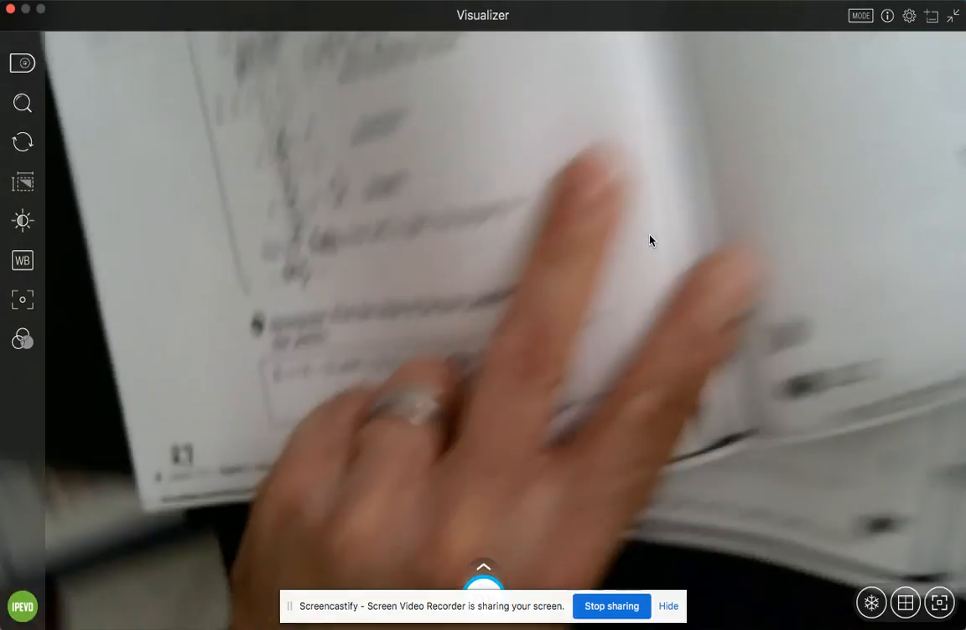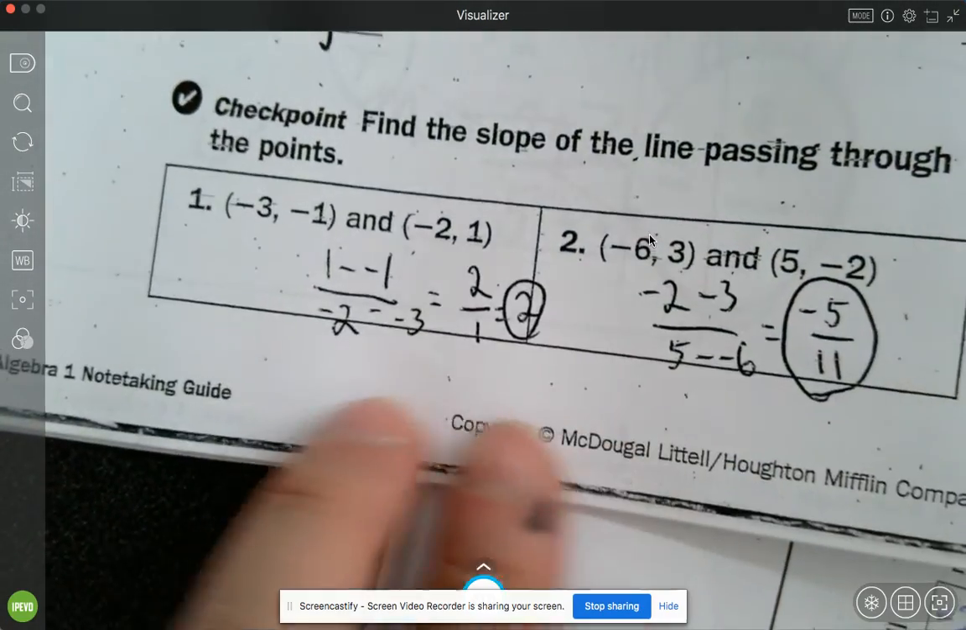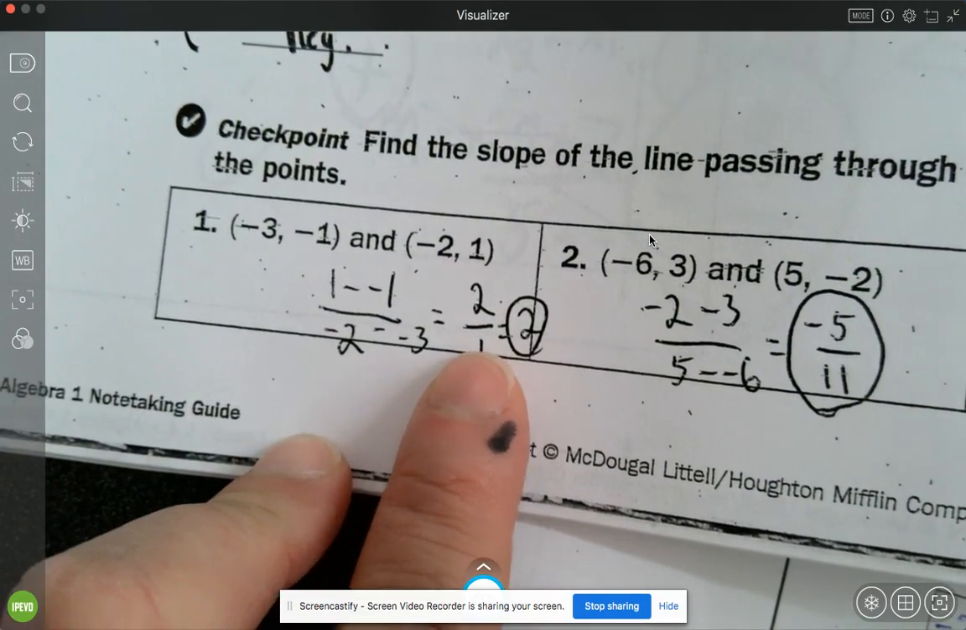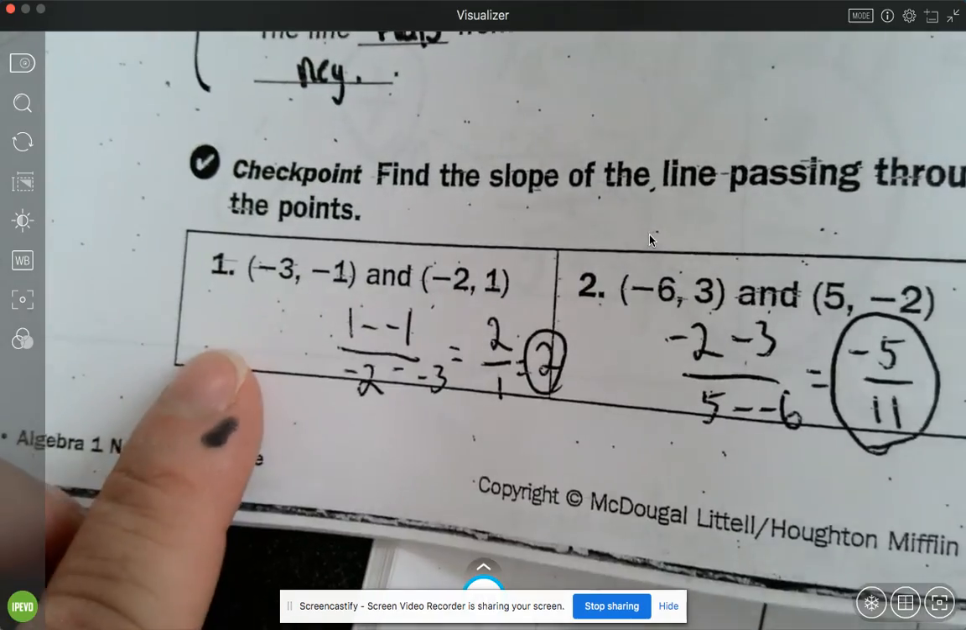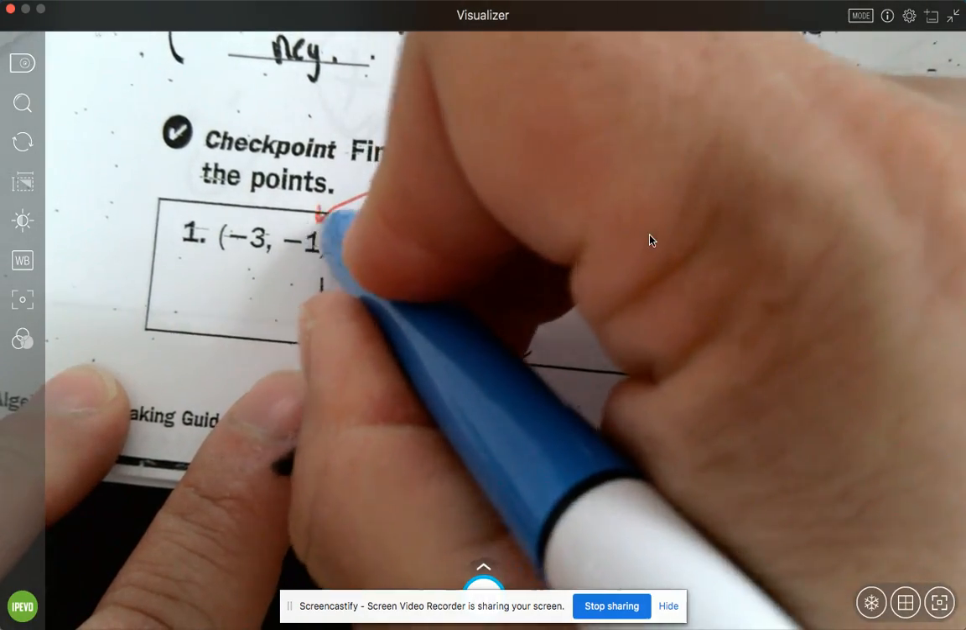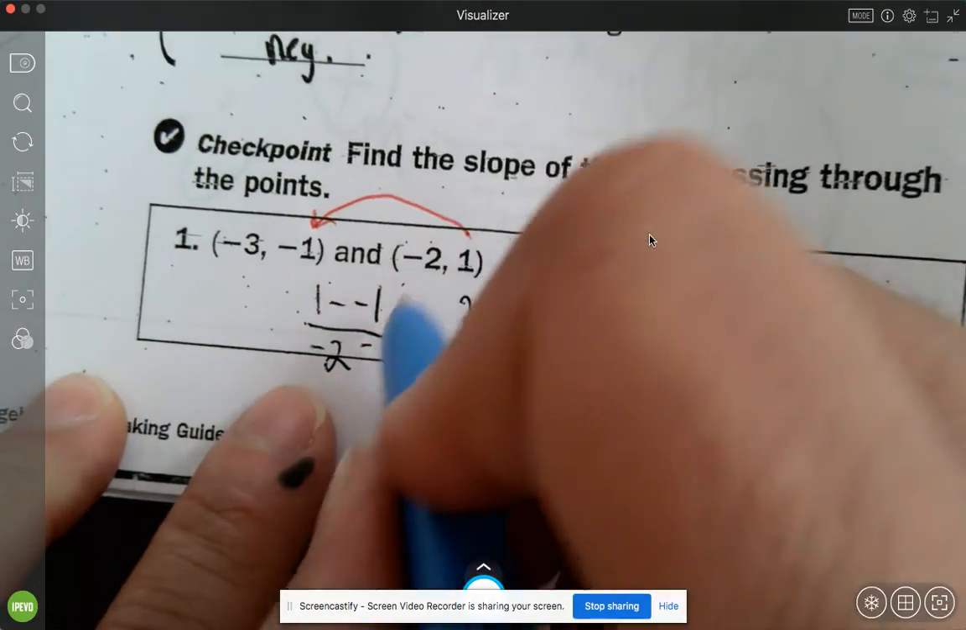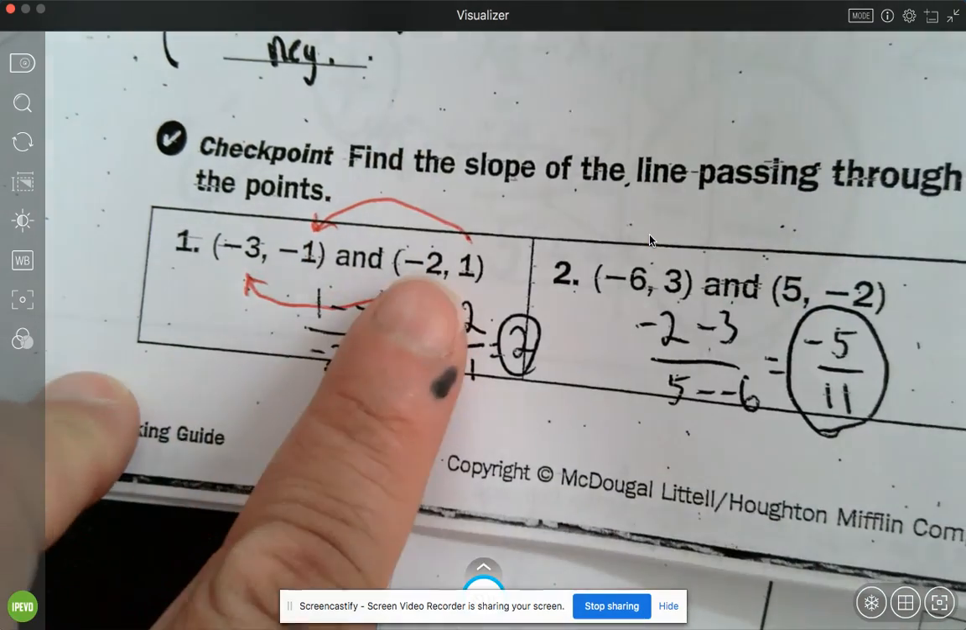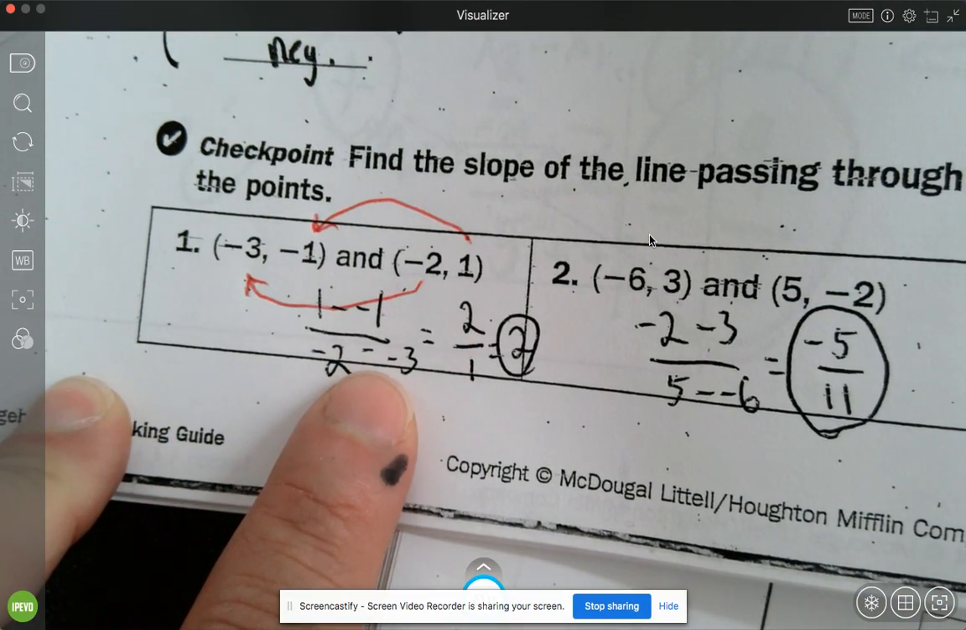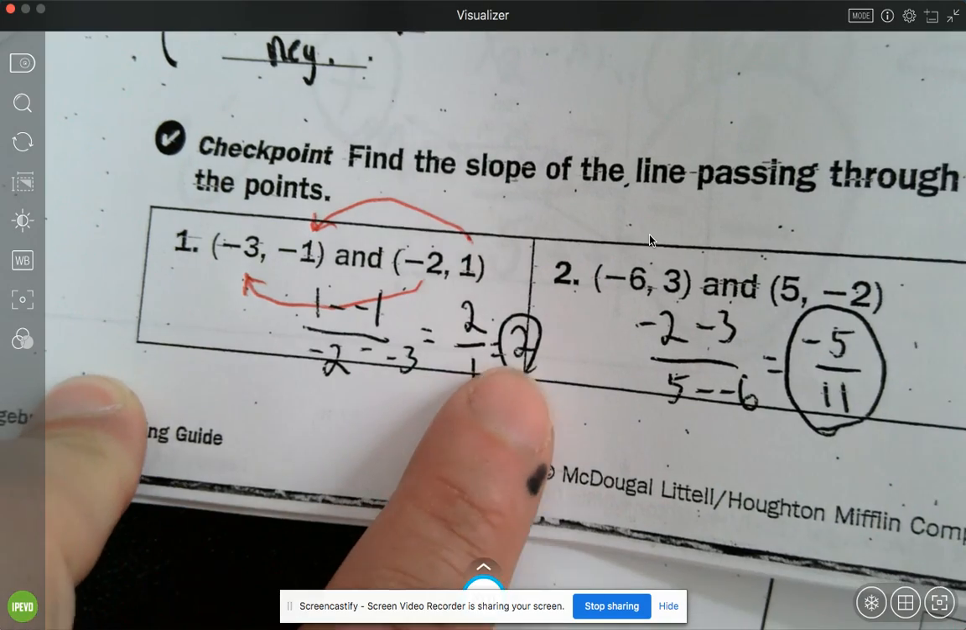All right, if you did that right, hopefully you got these numbers. So hopefully number 1, you got 2. So again, it's 1. The arrows always help me like this. My y's, 1 minus -1. My x's would be -2 minus -3. 2 over 1, which is 2.